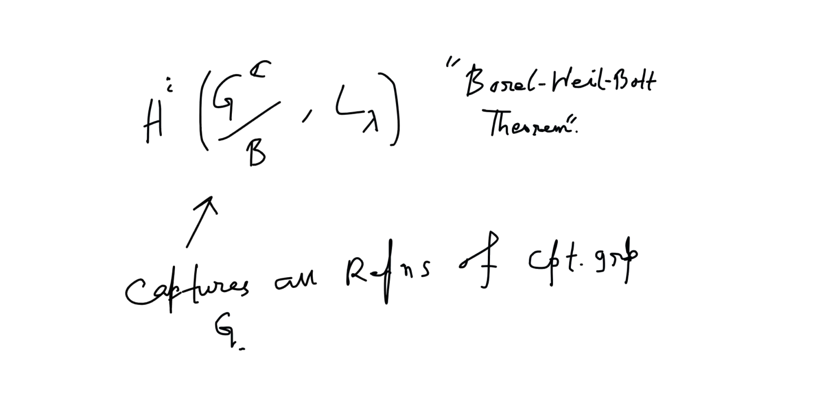But anyway, the Borel-Weil-Bott theorem is essentially that if you look at the ith sheaf cohomology of G_C mod B over the line bundle L lambda, that captures all the representations of the compact group. So whenever you have some group action on some cohomology space, you can expect that the space will capture all the representations of your group. That is the main philosophy.